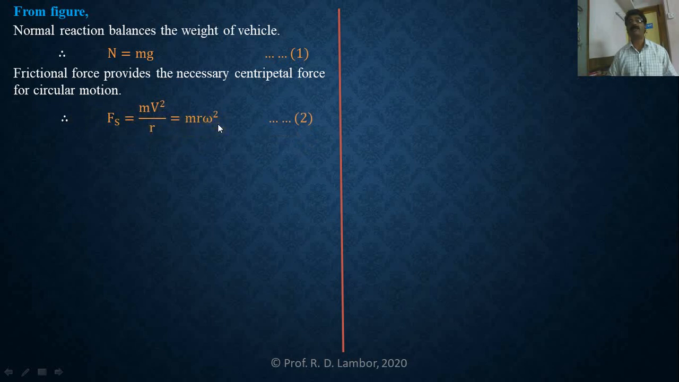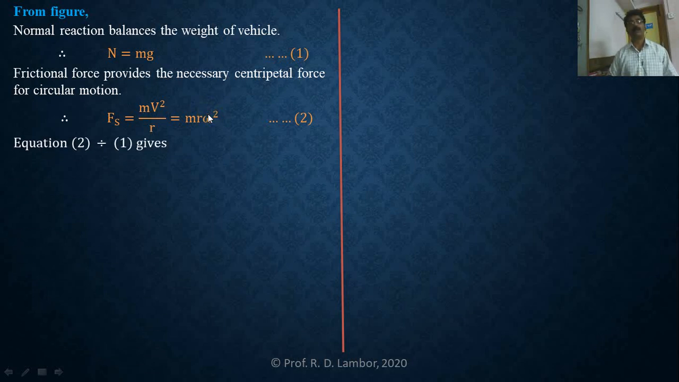One more formula is there, m v omega, but I have not written it here. This formula is in terms of linear speed. This formula is in terms of angular speed. So these are the two mathematical relations which can be derived from the diagram.